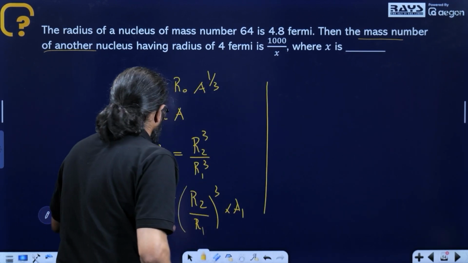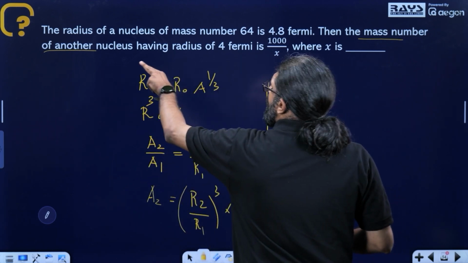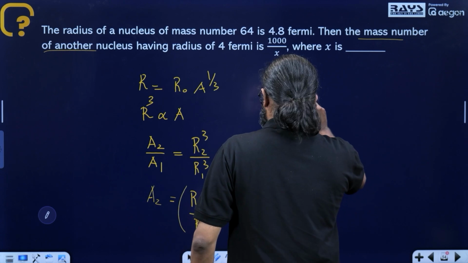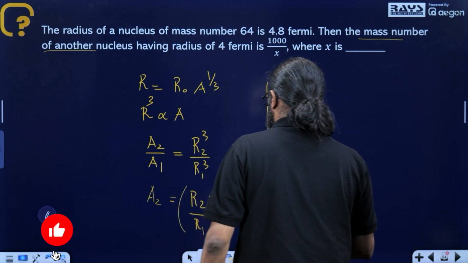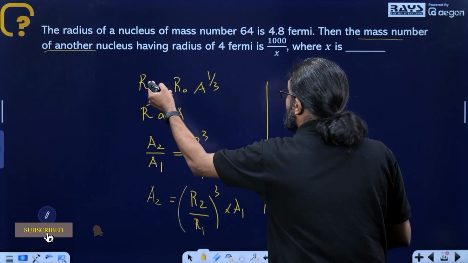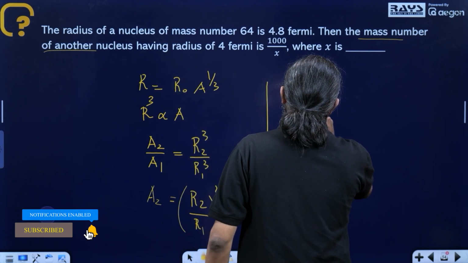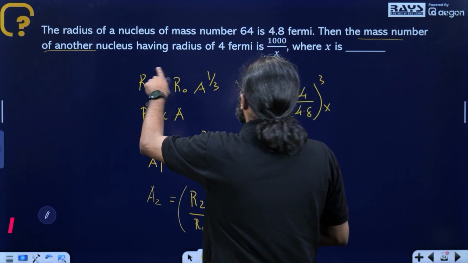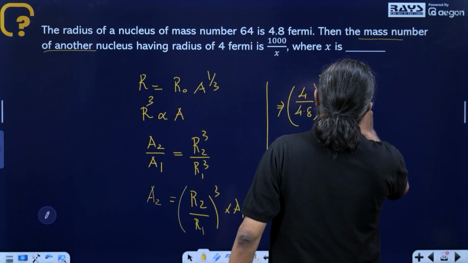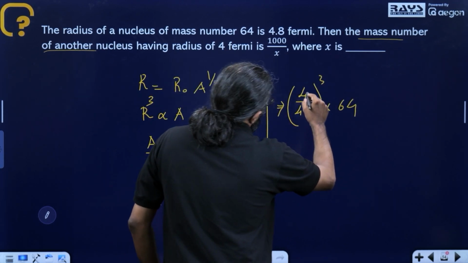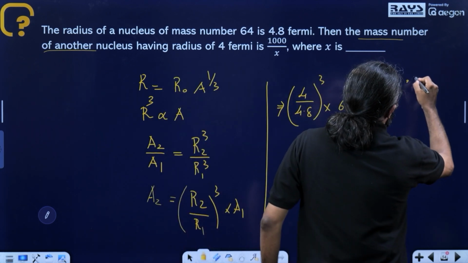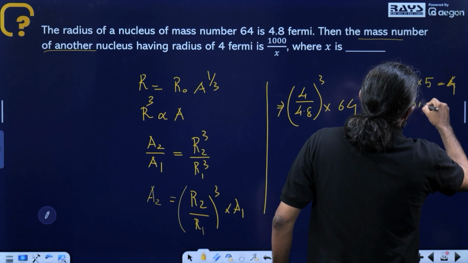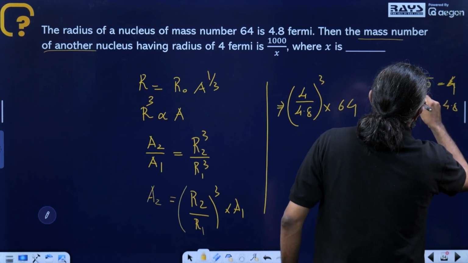Let's list out the values here. What is r2? r2 is 4, divided by r1, which is 4.8, that cube multiplied with a1, which is 64. That's what we have here. Now 4 by 4.8, 4 is 0.8 into 5, and 4.8 is 0.8 into 6.